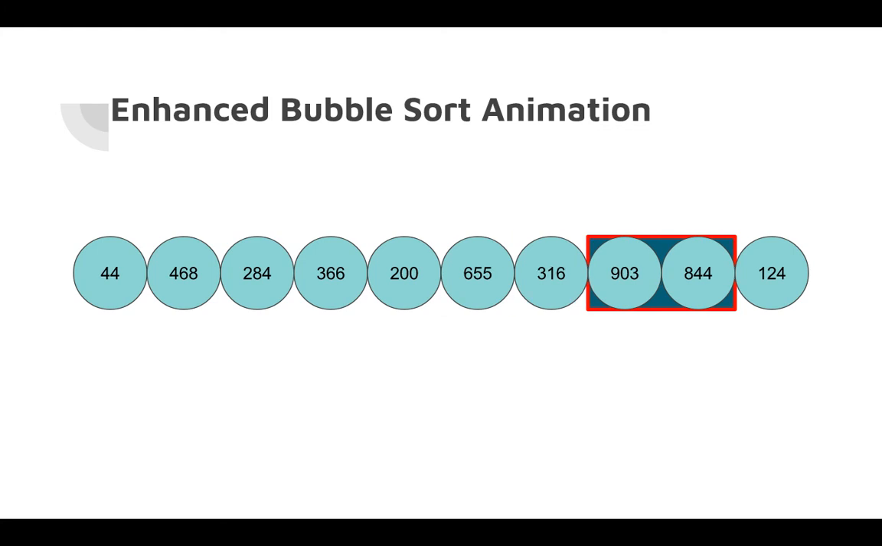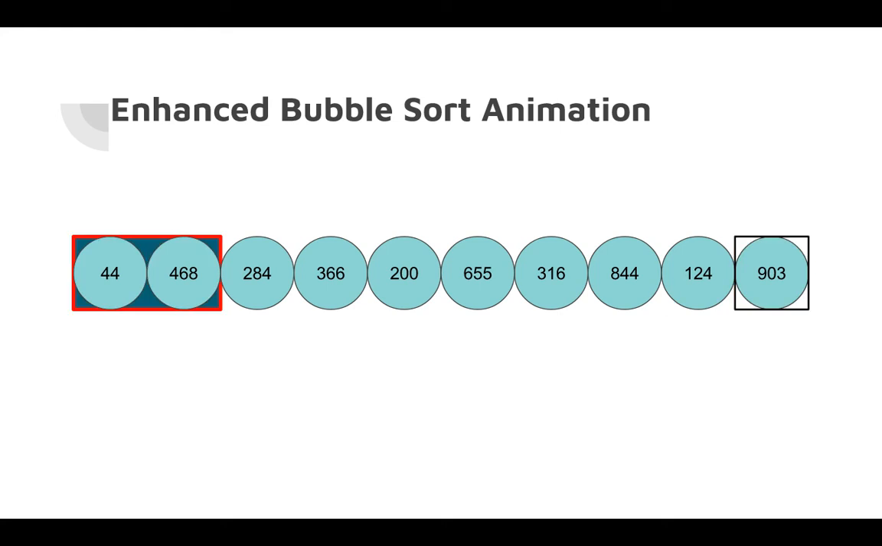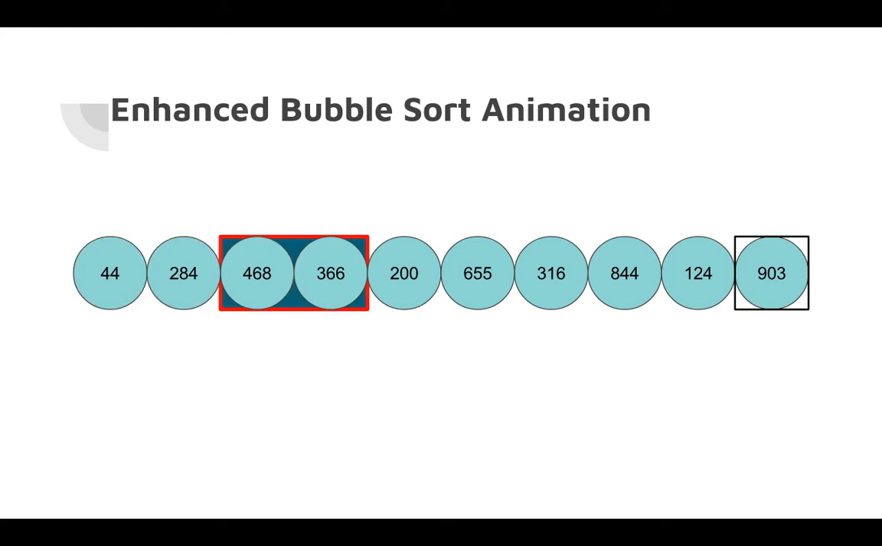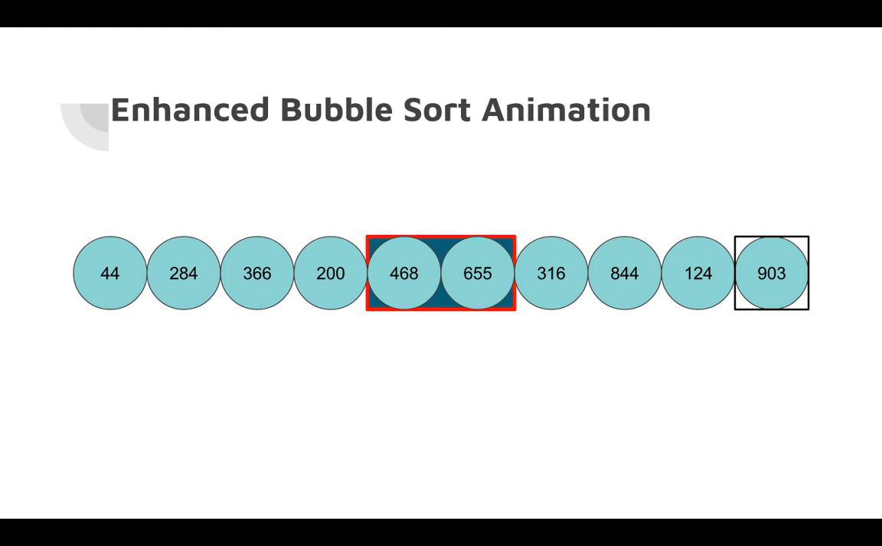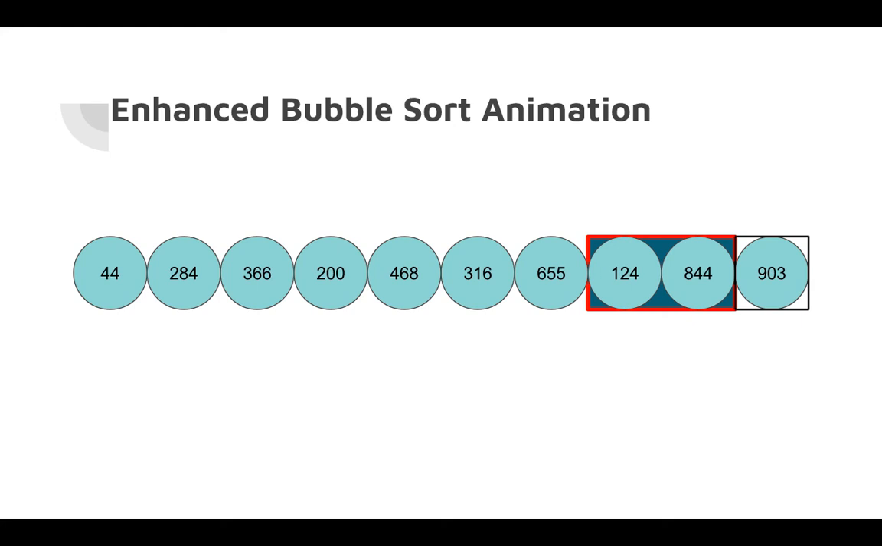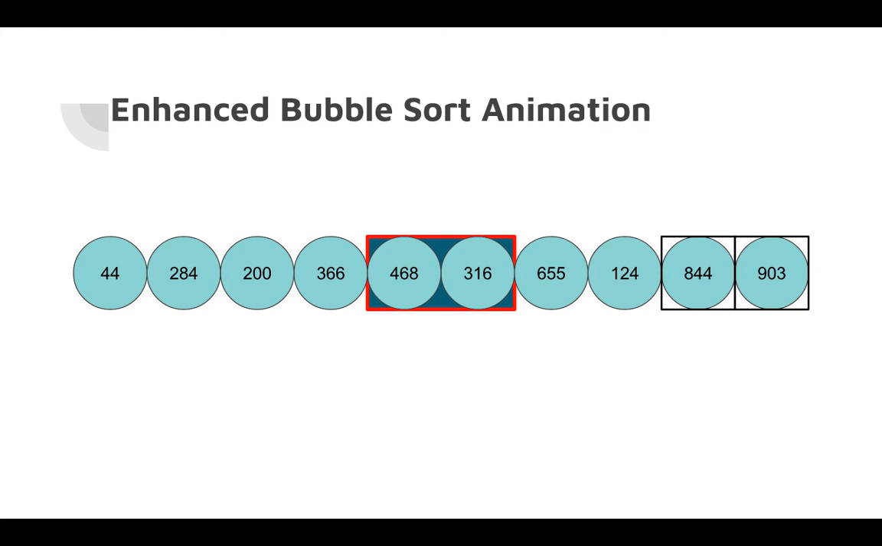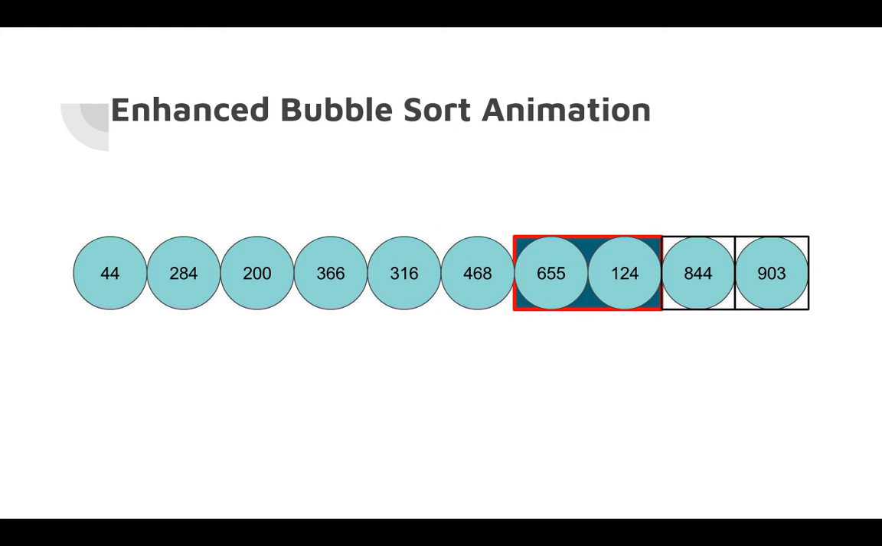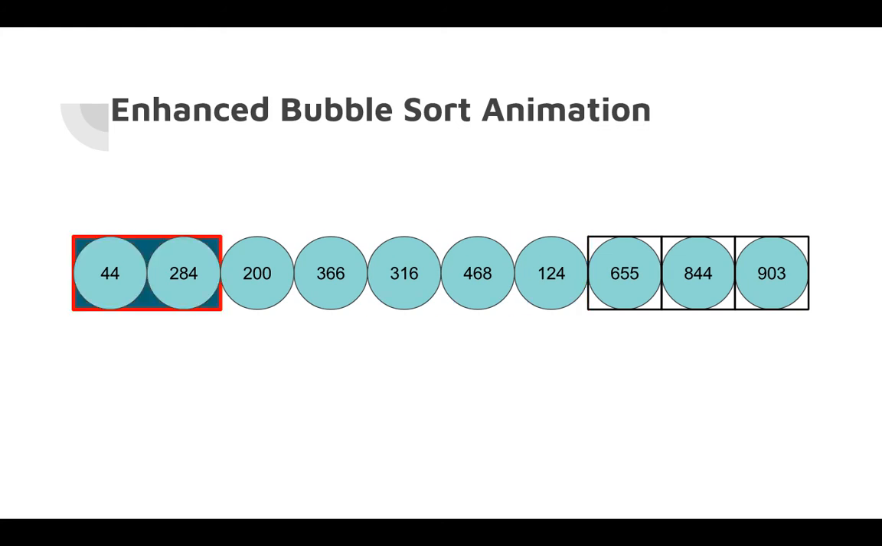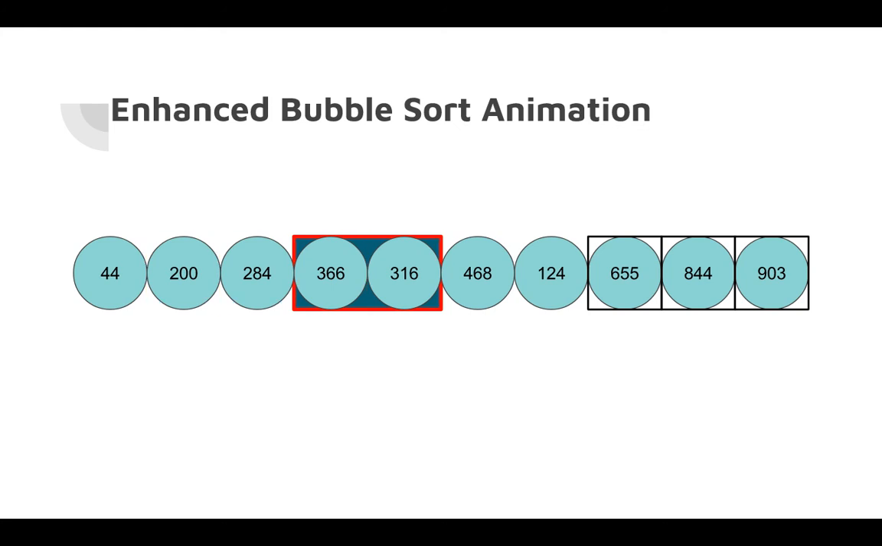Once the 903 gets to the end, as you can see, it'll be locked into place and the algorithm won't recheck the values and it will skip straight back to the first one. And since 844 is also sorted, it will do the same. So you have a sorted section and an unsorted section, and every iteration, every pass through the algorithm, the sorted section grows by one, the unsorted section shrinks by one.